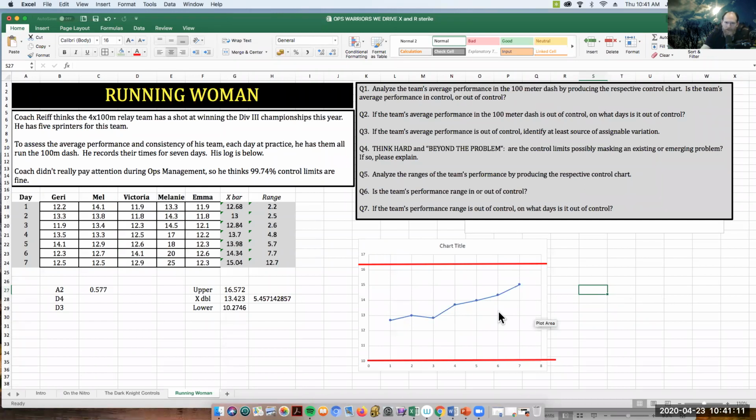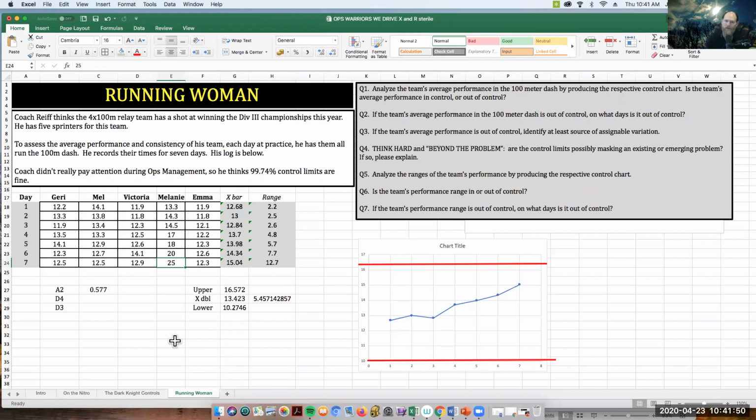Look at these times. They're getting slower. And the reason they're getting slower is because of Melanie. Look at Melanie's times throughout the week. All of a sudden on day 4, she jumps from 14.5 to 17. And by the end of the week, she is running 25 seconds in the 100-meter dash, which probably most of you could walk faster than she's running. So something's going on there.